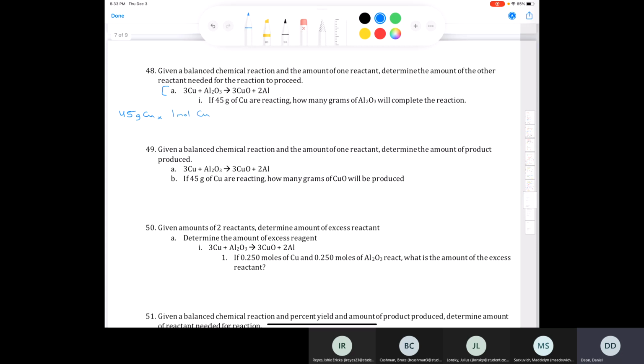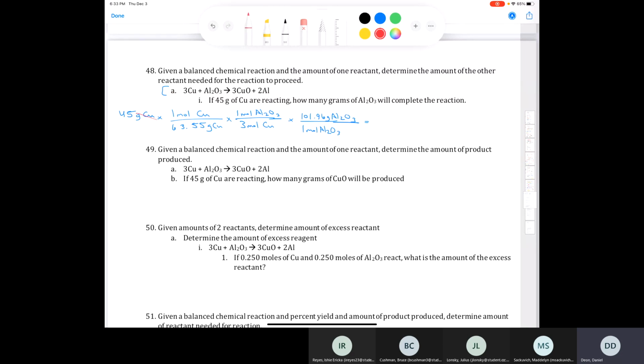And we know that in 1 mole of copper, we go to the periodic table and we see that we have 63.55 grams of copper. From our balanced equation, we know that we have 3 moles of copper. And for every 3 moles of copper, we're going to need 1 mole of aluminum oxide. And we want to know the mass of aluminum oxide, and we know that for every 1 mole of aluminum oxide, and I've already gone ahead and looked up the molar mass of aluminum oxide, it's 101.96 grams of aluminum oxide.